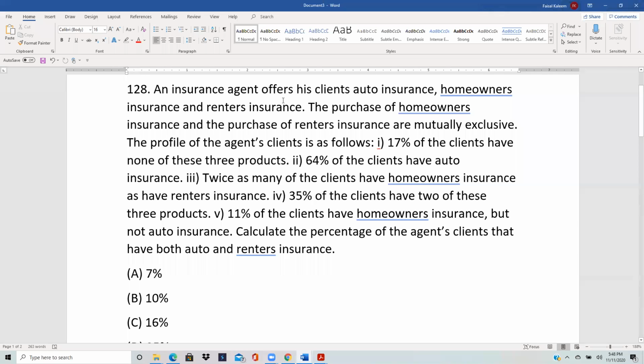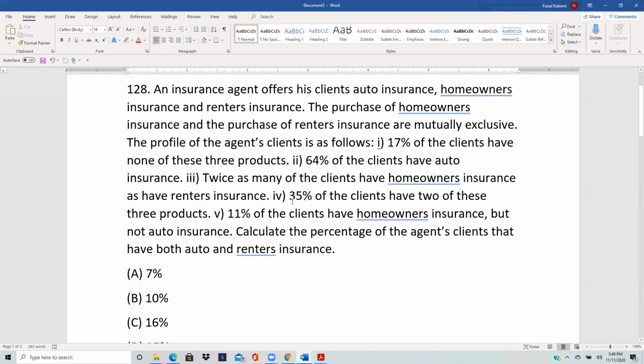An insurance agent offers auto insurance, homeowners, and renters. The purchase of homeowners insurance and the purchase of renters insurance are mutually exclusive. 17% of clients have none of the three. 64% have auto. Twice as many have homeowners as renters.